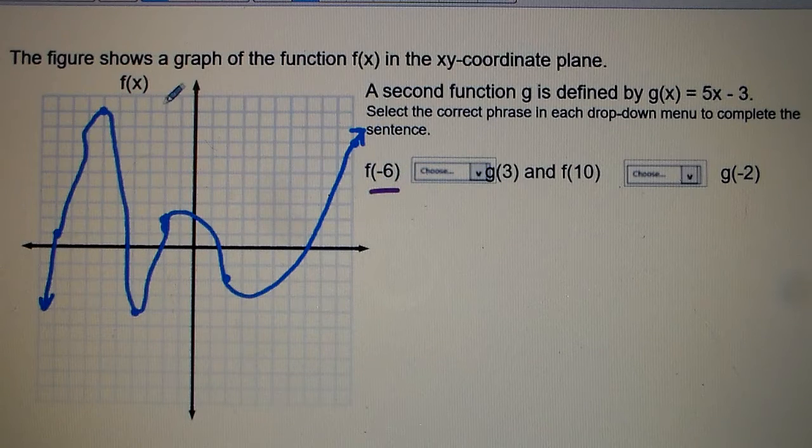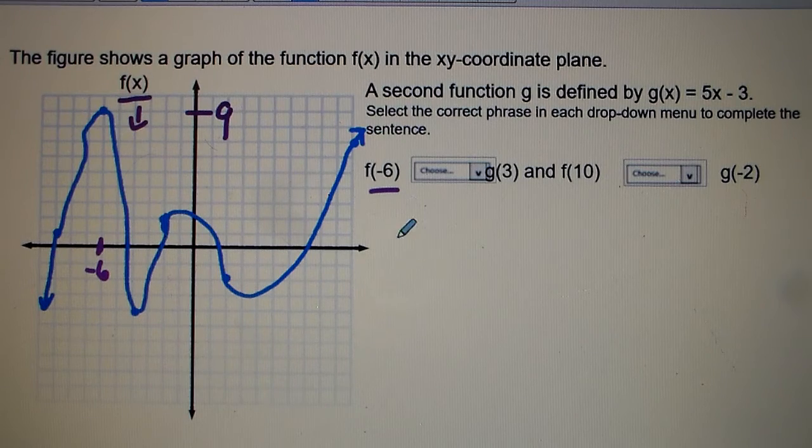So f of negative 6, that means we got to use the f of x function, which is this blue squiggly guy here on our graph. So where is our blue squiggly function? What is the height of that blue squiggly when x is negative 6? So we go to negative 6. 1, 2, 3, 4, 5, 6. Then when it's negative 6, the height of it is 1, 2, 3, 4, 5, 6, 7, 8, 9. The height of this guy is at 9. So f of negative 6 is 9.